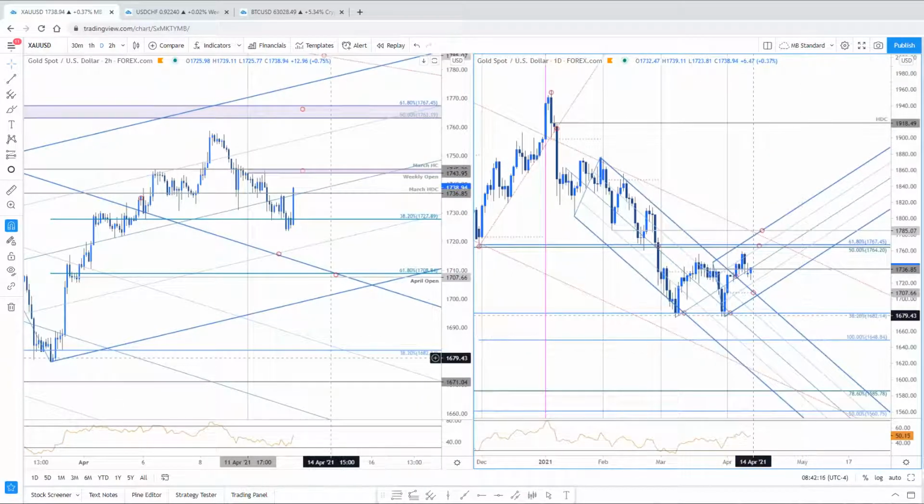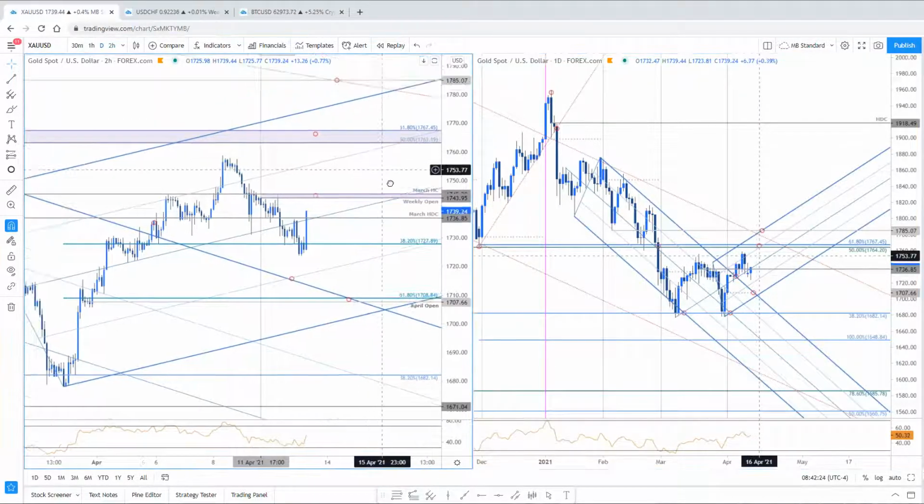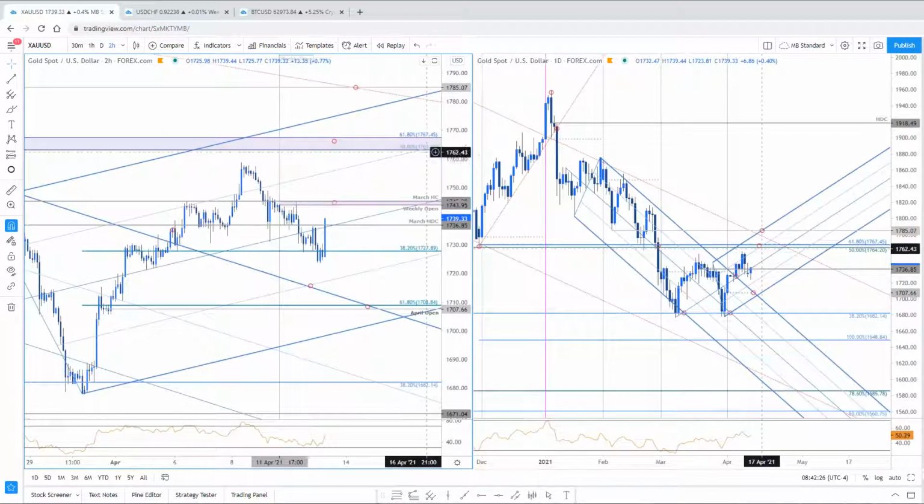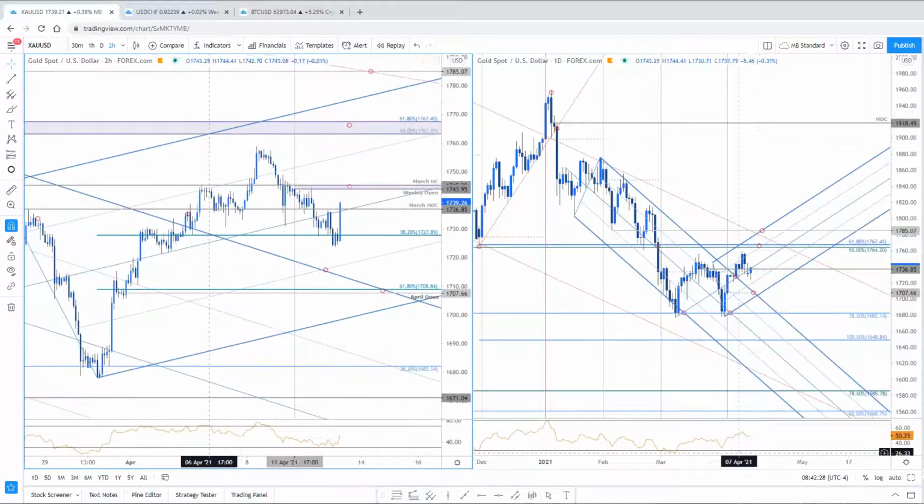Again, bullish invalidation, 1707, that's the monthly open. Right here. Key resistance still 1676, or 1767, excuse me. Any questions on gold? I'm flying through these today.